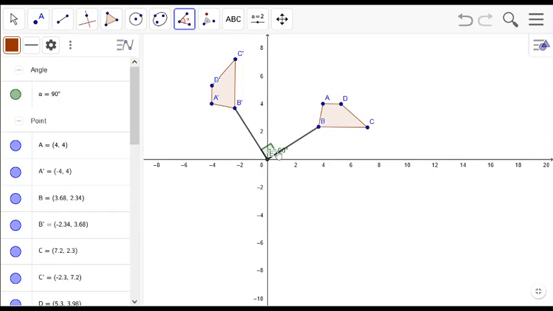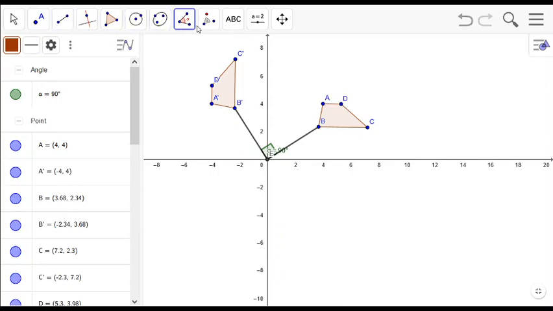Let us analyze the object and the image, and see what general formula we can derive from these rotations. For instance, if you look at the object A, it was (4, 4), and the image has become (-4, 4). If you look here at B, B was (3.68, 2.34), and the image has become (-2.34, 3.68). There's something you note about these two.